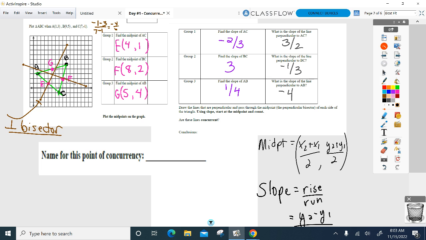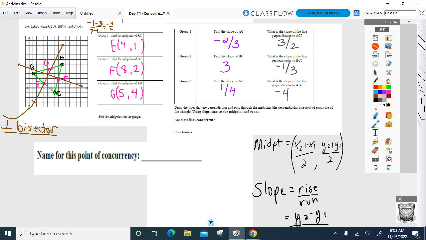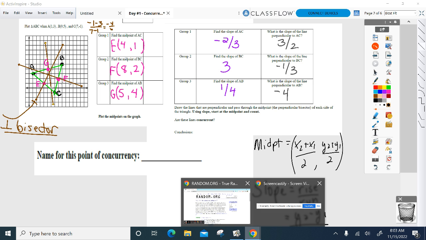Line that up with point G. What do you see about all 3 perpendicular bisectors? Look on your graph right now. What can you tell me, an observation about all 3 of those perpendicular bisectors?